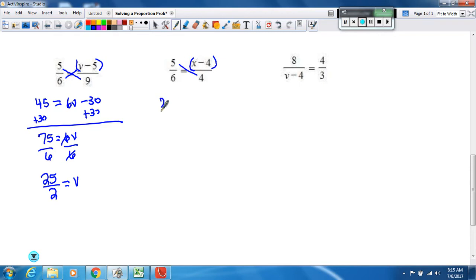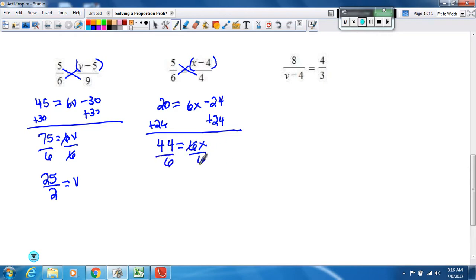5 times 4 is 20, equals 6 times everything. 6 times x is 6x. 6 times negative 4 is negative 24. I'm going to add 24 to both sides. 44 equals 6x. Divide both sides by 6. 44 over 6, cut them both in half. Half of 44 is 22. Half of 6 is 3. So your answer is 22 over 3.